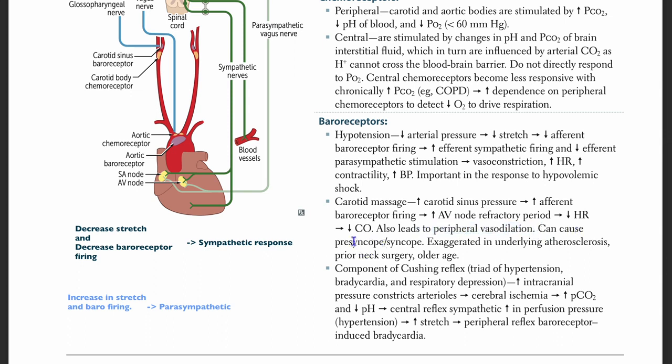Can cause pre-syncope or syncope, right? This is the one I was talking about: a person wearing a tight collar, so tight that it's actually giving him a carotid massage. When that happens, he's going to end up with syncope or pre-syncope. Exaggerated in underlying atherosclerosis, prior neck surgery, and older age. They also do this for someone who has SVT, supraventricular tachycardia. They tell them to do a carotid massage, so it lowers their heart rate.